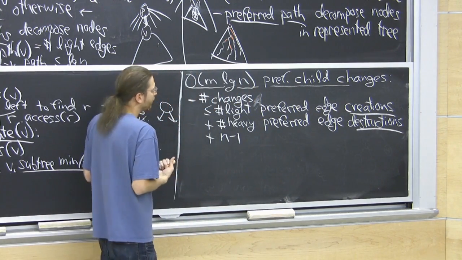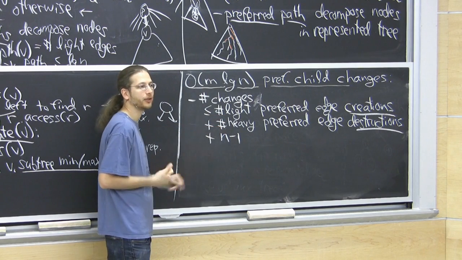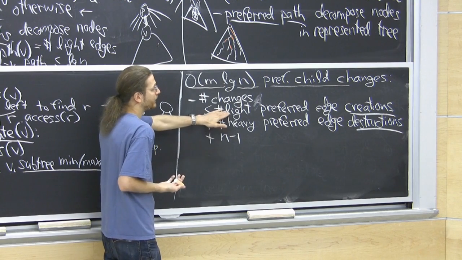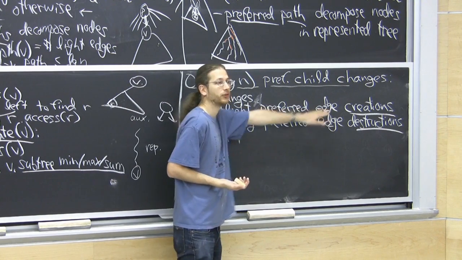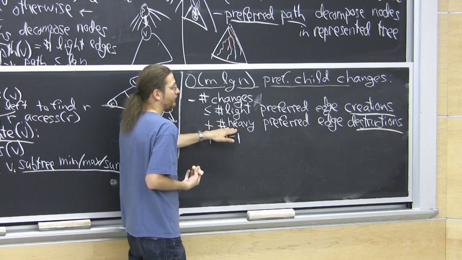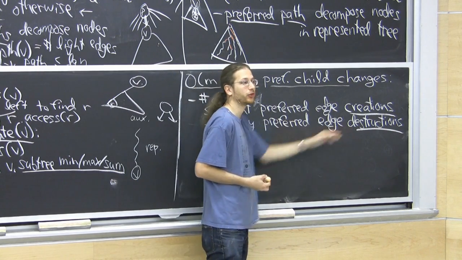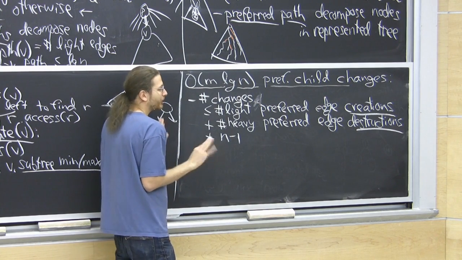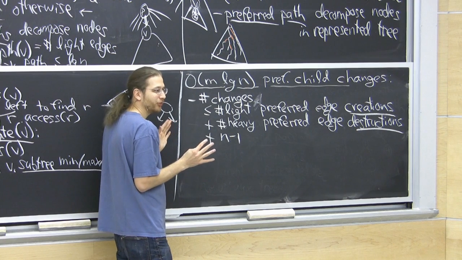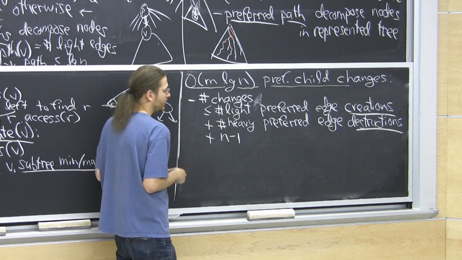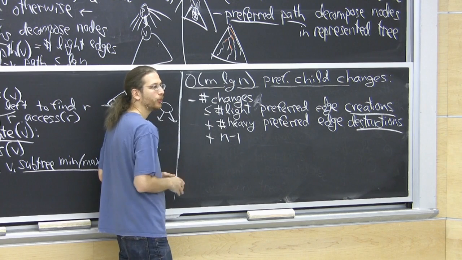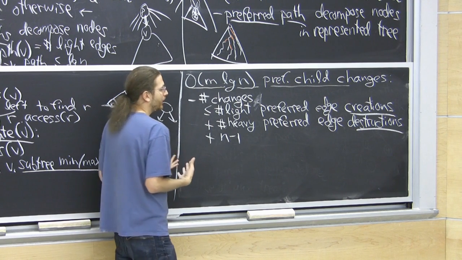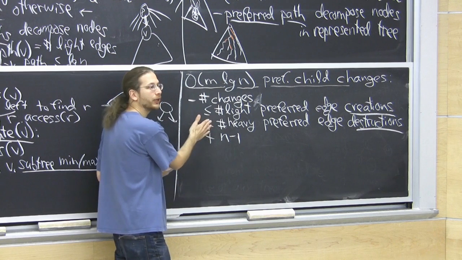But then I also care about whether that edge is light or heavy. It turns out for the light edges, it's going to be easier to bound the creations. For heavy edges, it's going to be easier to bound the destructions. If I do both of those and add them up, that in total is basically the number of preferred edge changes, according to whether it is light or heavy. You need to add in a little bit more because an edge might get created but never destroyed, and if it's heavy, then it won't get counted here.